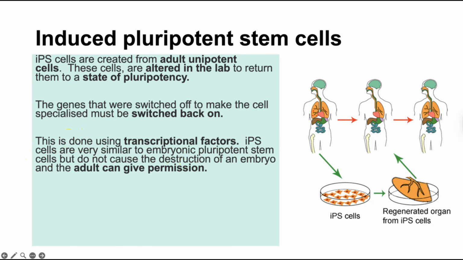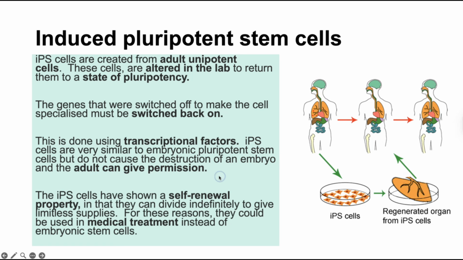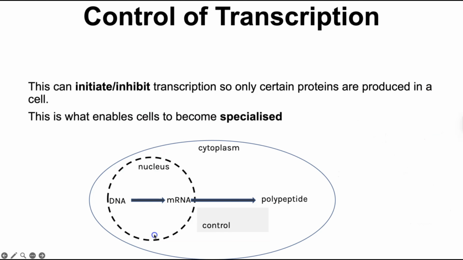iPS cells are very similar to embryonic pluripotent stem cells, but as we said, they don't have those same ethical issues, such as the destruction of an embryo and not being able to get permission. They have shown a self-renewal property in that they can divide indefinitely to give limitless supplies, and for these reasons they could be used in medical treatment instead of embryonic stem cells.